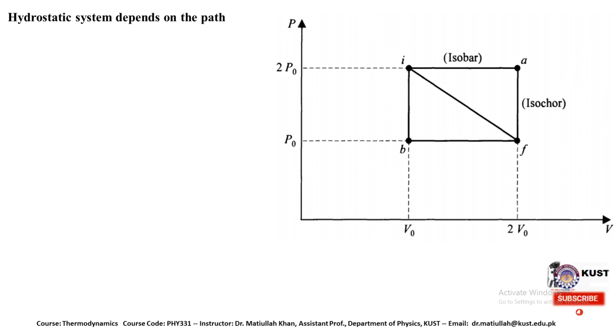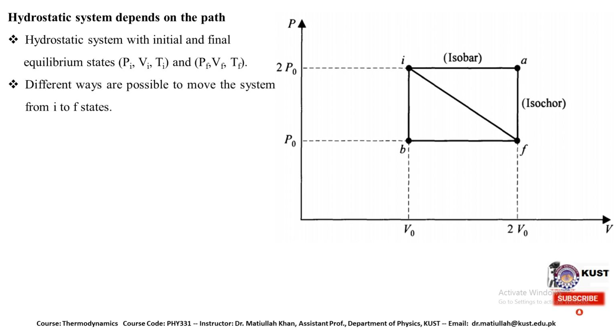The first part is devoted to the understanding of hydrostatic systems, and we need to know whether the work done in a hydrostatic system depends on path or not. Here is a PV diagram for a hydrostatic system. We have the system in equilibrium at the initial position and the final position, and the objective of this exercise is to bring the system from initial to final. There are different ways to do this.